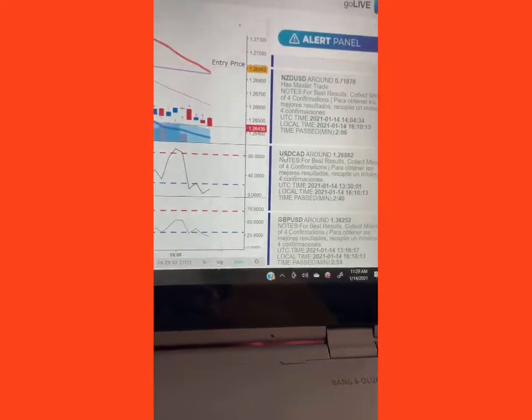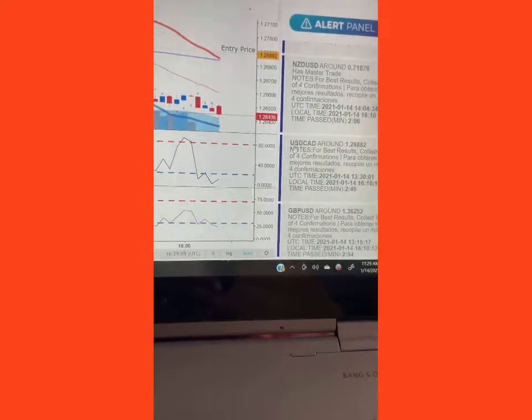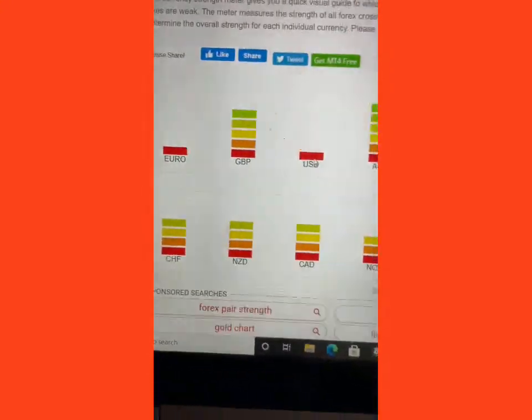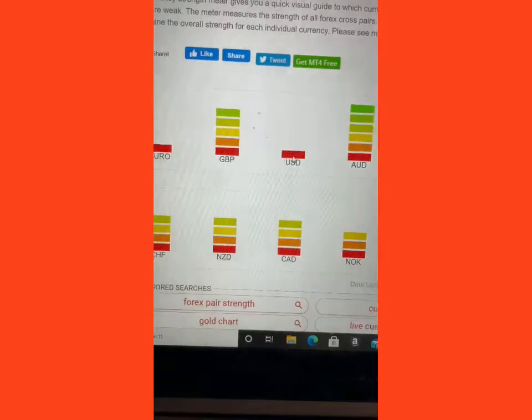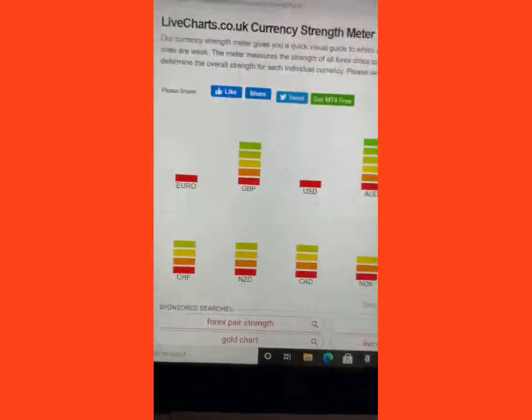Then you go to Liberty. You don't know what the strength of USD CAD is. Mind you, the dominant pair is supposed to be the USD, whatever one is in the front. So the USD is supposed to be dominant, which means it's going to be buying and CAD supposed to be selling. But right now, it looks like USD is not dominant. So that means this trade right now, the market is selling.